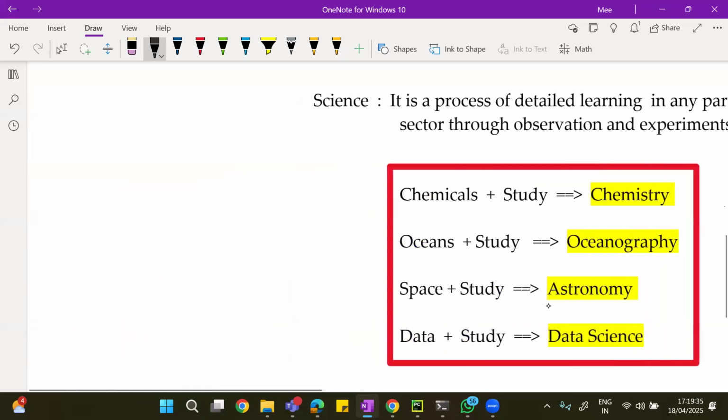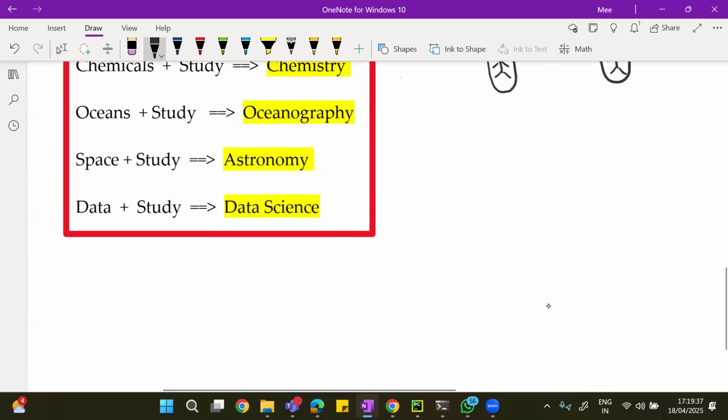In the same way, when we are doing a study on the data, what are you going to get? You are going to acquire a lot of knowledge about the data. This is what data science is.